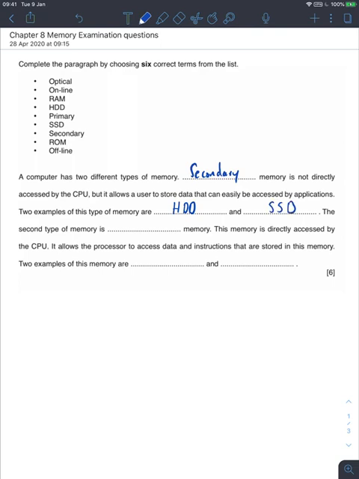The second type of memory is primary. So you've obviously got your primary and your secondary memory. This memory is directly accessed by the CPU, from primary into level 1, 2, 3 cache around the processor. It allows the processor to access data and instructions that are stored in memory. 2 examples of this memory are RAM and ROM. So that's worth 6 marks.